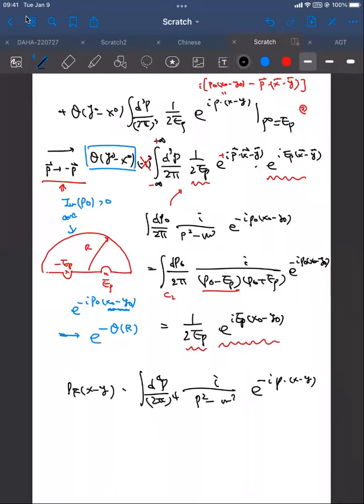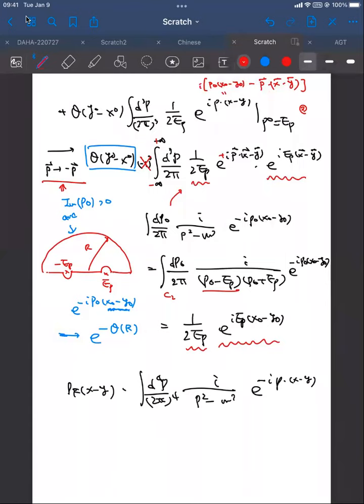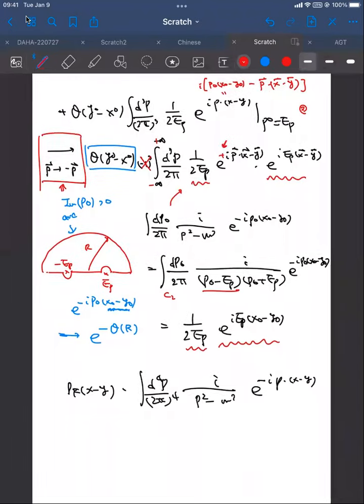Last time I skipped the explanation of this part, and I didn't swap the sign here. We didn't put the minus sign here, so that was a problem of the previous explanation. That is compatible with the minus sign here. That is the part I missed.